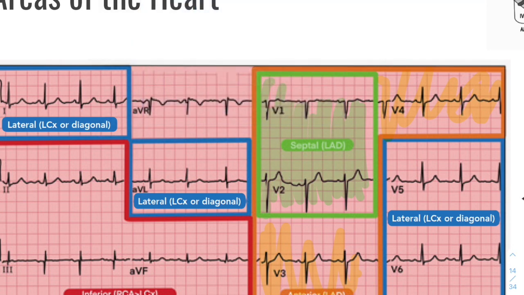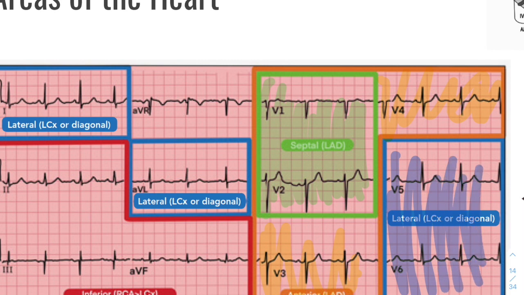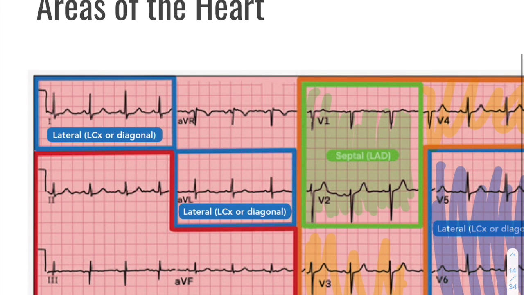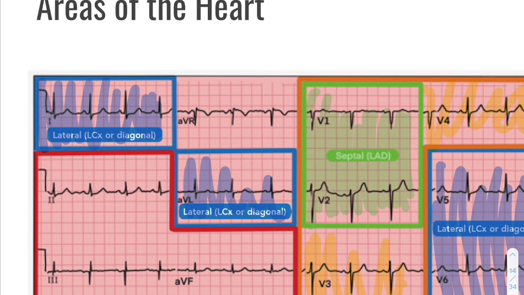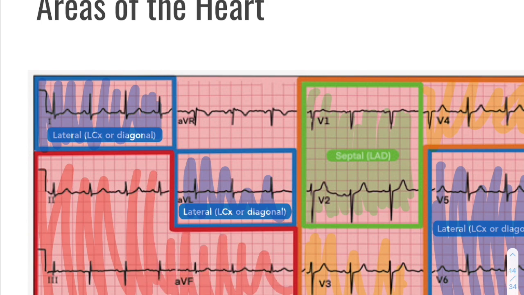As we're moving laterally, V5 and V6 are your septal and your diagonal leads, and that is mimicked over here again in lead 1 and aVL. And last but not least, your inferior leads, which are your RCA predominantly, are going to be covered by lead 2, lead 3, and aVF.